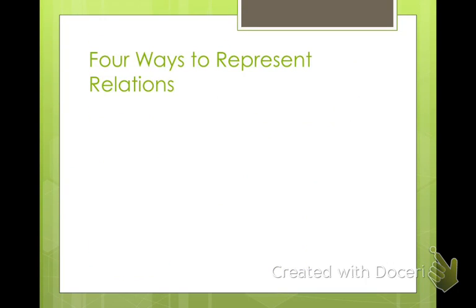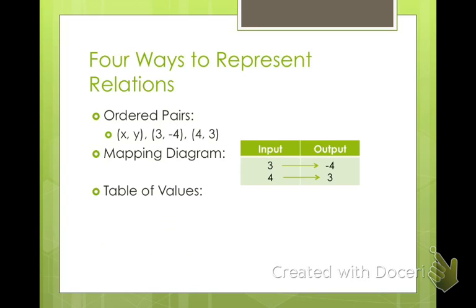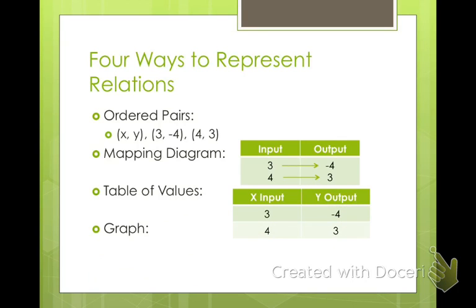Alright, so we have 4 ways to represent relations. We have ordered pairs, so you can write them as x, y. There's a couple examples. You can do what's called a mapping diagram, where you have your inputs and your outputs, and then you draw arrows from your inputs to your outputs. This is good if you just have ordered pairs to make sure that you only have one y value that corresponds with every x value. You can make a table of values, just say input output, or you can make a graph.